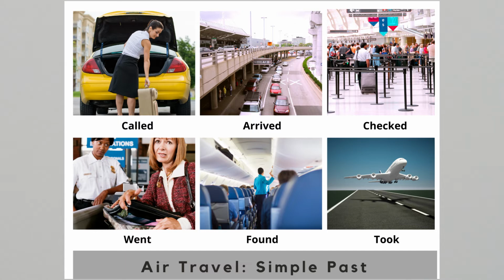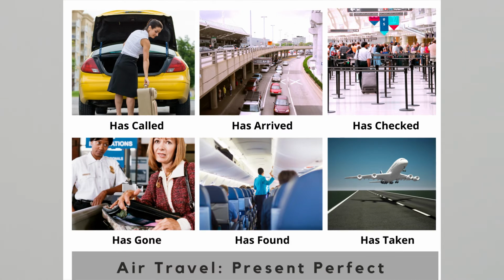The last way we'll tell this story is in the present perfect. Maria has called a taxi. She has arrived at the airport. She has checked her bag and has gone through security. She has found her seat and the airplane has taken off. This is the story of Maria traveling by air in 4 different ways.